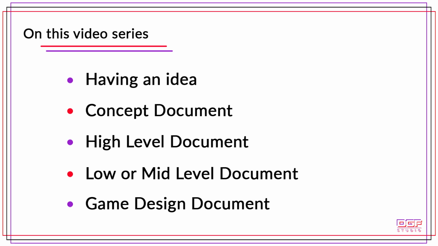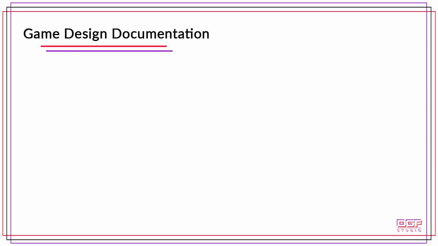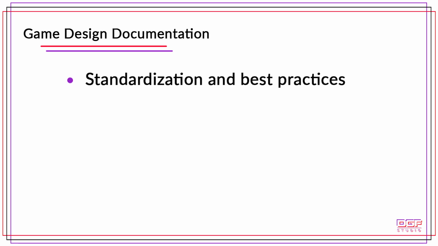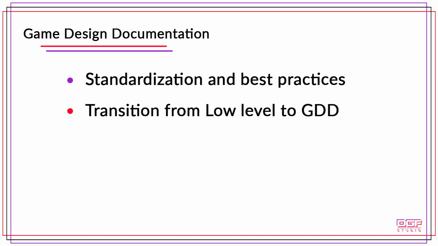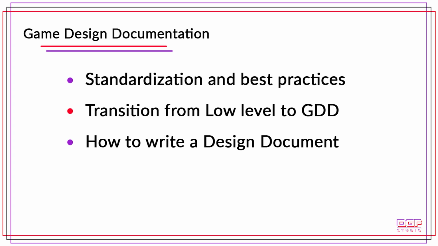Now, this is not where the video series ends. When we get to the GDD part, I will go into the details of what I think is the best approach to game design documents. First, we will go through standardization and best practices. We will create a control document and a template document. Then we will turn our low-level document into a proper GDD. With our standardized structure, I will go through how to write a design document for our GDD.